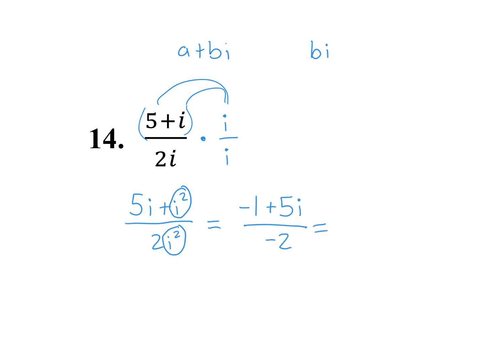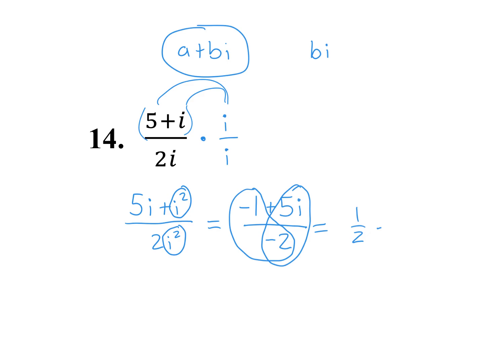All right, and then a couple things that I don't like. For one, I don't like the negative on the bottom. And then your final answer has to be in a plus bi form. So we're going to break that into 2 fractions. Negative 1 divided by negative 2 is positive 1/2. And then make that a separate fraction. Don't leave the negative on the bottom. So it becomes minus 5/2 times i. All right, so now it looks like a plus bi form.